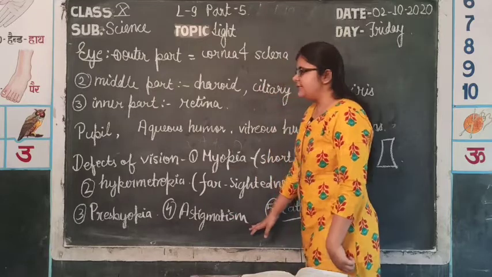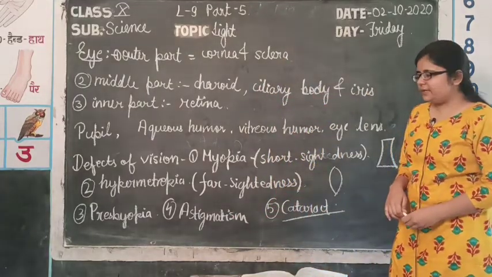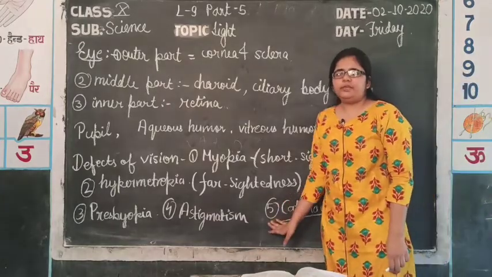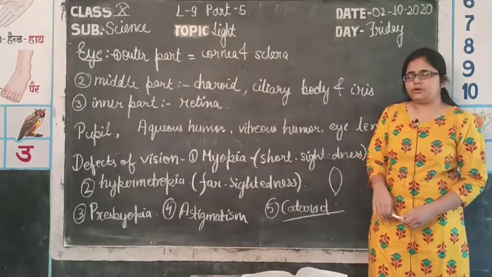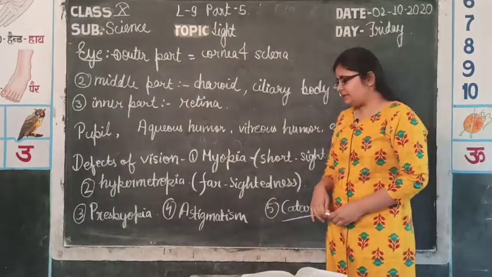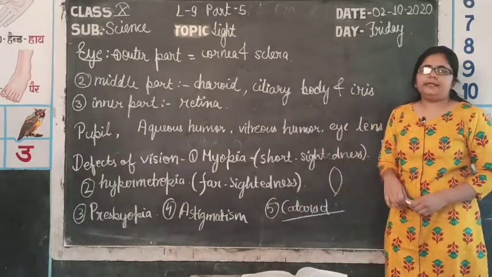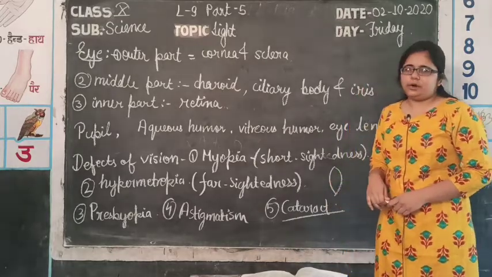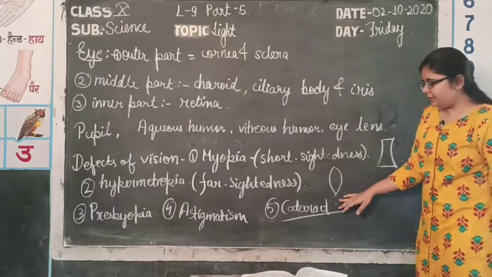The fourth defect is astigmatism, in which we cannot see horizontal as well as vertical lines together. So during that defect we use cylindrical lenses, so that we can see horizontal as well as vertical lines properly. In this defect, the curvature of the cornea is disturbed at the time of embryonic development. So this astigmatism disorder can be present in an individual of any age.